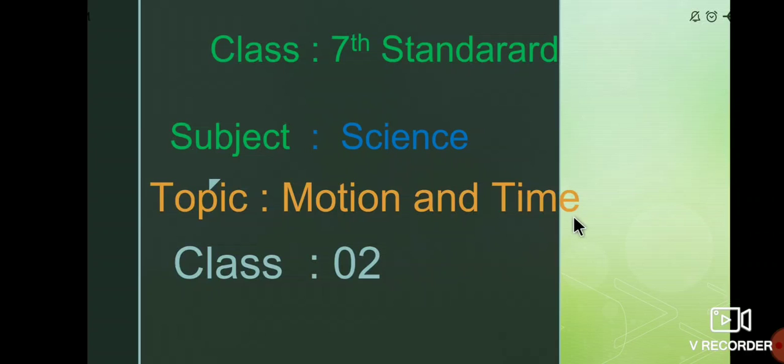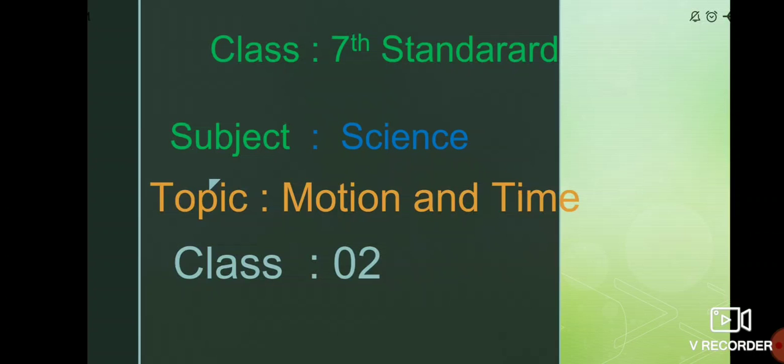We studied many examples of different types of motion. One main example was the rotation of the earth: the earth is rotating on its own axis, and also revolving around the sun. That means the earth shows both rotatory motion and circular motion. Today we are going to study two very important concepts, uniform motion and non-uniform motion, what they mean, and examples of both. We will also study what the speedometer and odometer are.